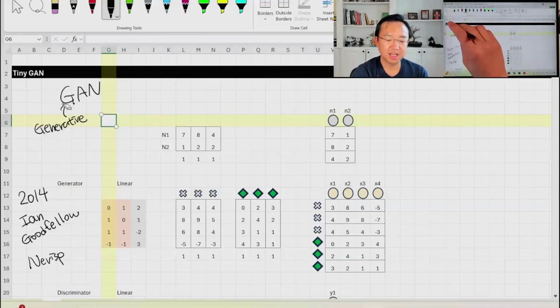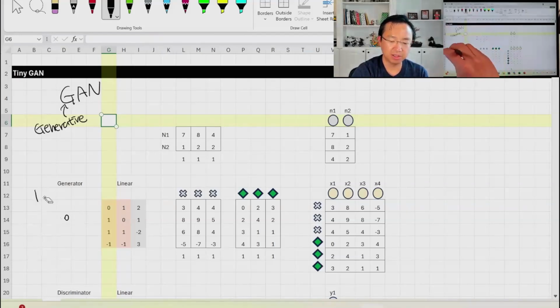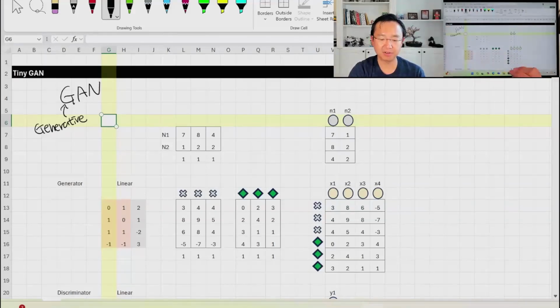Okay, so GAN, generative adversarial networks. We're going to talk about what we mean by GAN and what adversarial training means. All right, so let's erase the board so we have a bit more space to work with. What I want to start with is a very tiny GAN, a very tiny generative adversarial network.